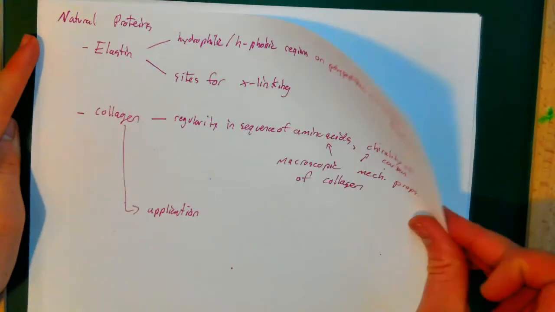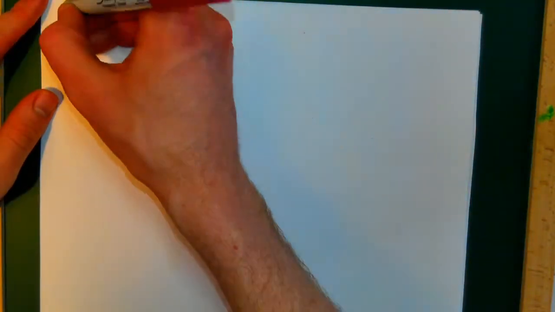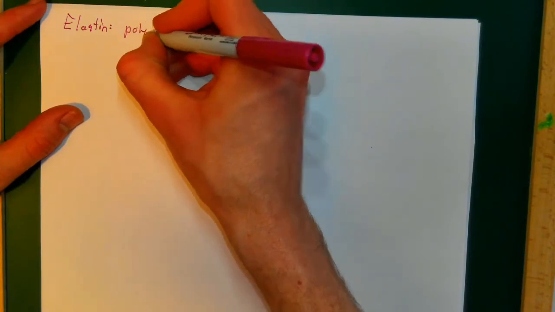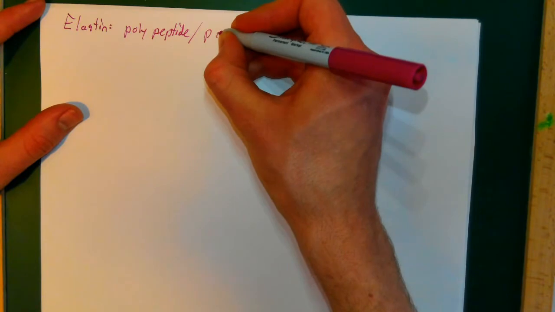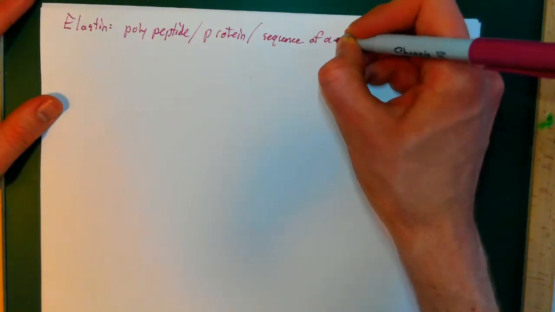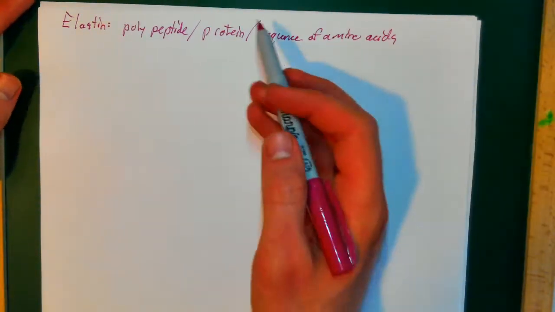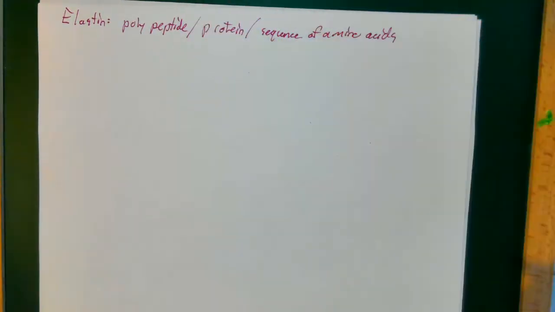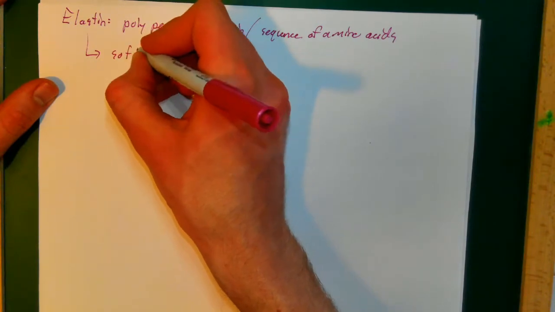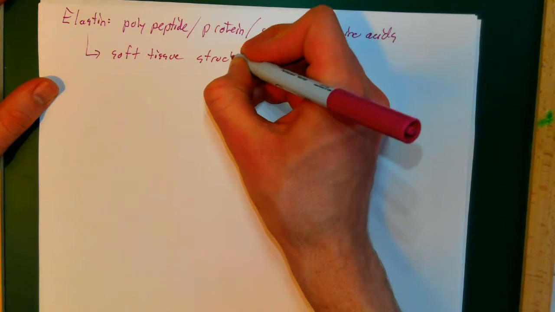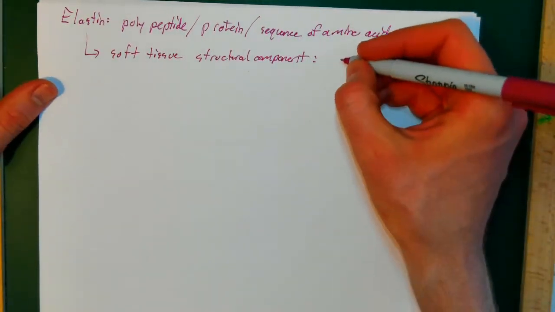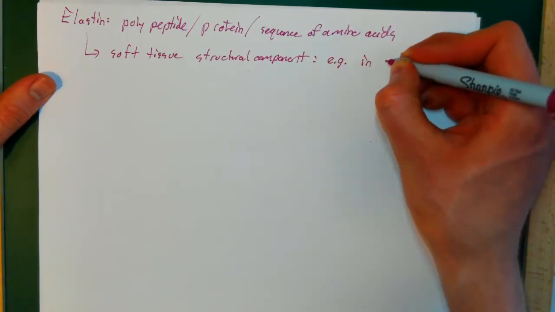So first, let's start off by talking about elastin. So what is elastin? It's a sequence of amino acids, aka a polypeptide, or you might call it a protein. Right, a rose by any other name would smell as sweet. So elastin has a whole bunch of names. And where do you find elastin? It's a structural component in a lot of soft tissues. In particular, one region in our bodies where we find lots of elastin is in skin.